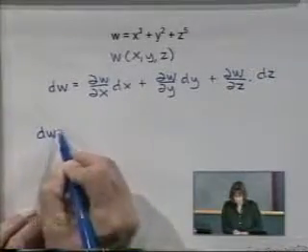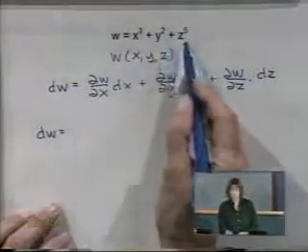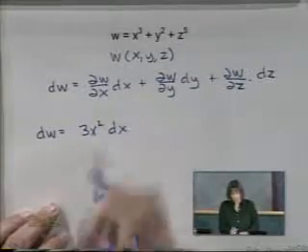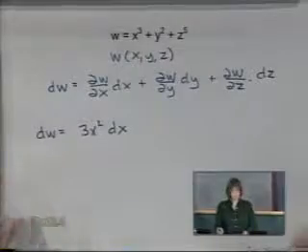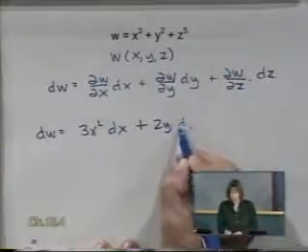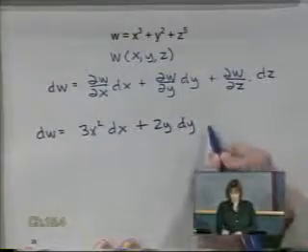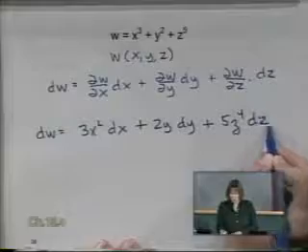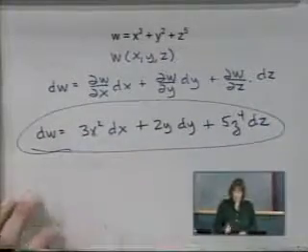So dw is, partial of that with respect to x, I picked something really easy. It's 3x squared. Don't forget your dx. It's wrong if you don't have it. Plus, the partial of this with respect to y is 2y. Don't forget your dy. Plus, the partial of that with respect to z is 5z to the 4th. Don't forget your dz. There's your total differential.